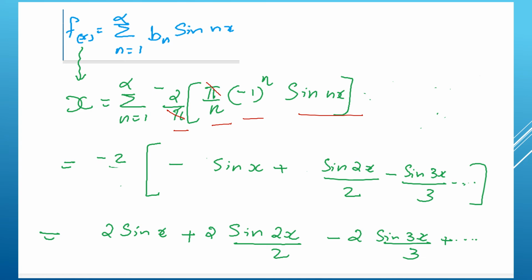Then for the first term, plug in the value 1, so minus 1 raised to 1 is minus, then sin 1x. Then next is 2, minus 1 raised to 2 is plus 1, that is why plus here, sin 2x by 2. The next is minus 1 raised to 3, so minus 1, sin 3x by 3, etc. This continues. So this is the Fourier series representation of f of x equal to x. I hope it is clear. Just try to do this from the start itself.